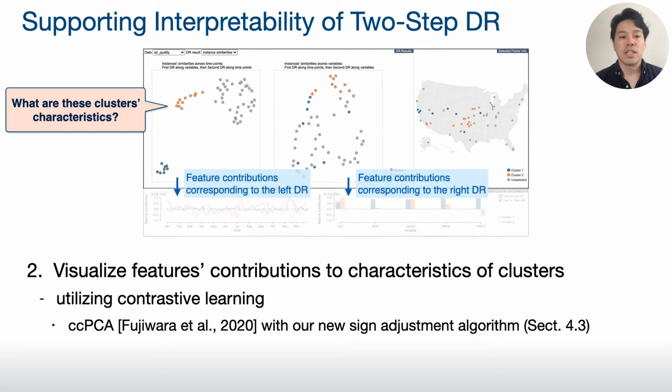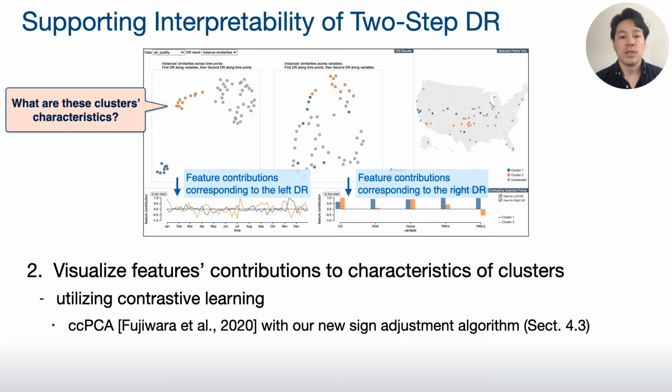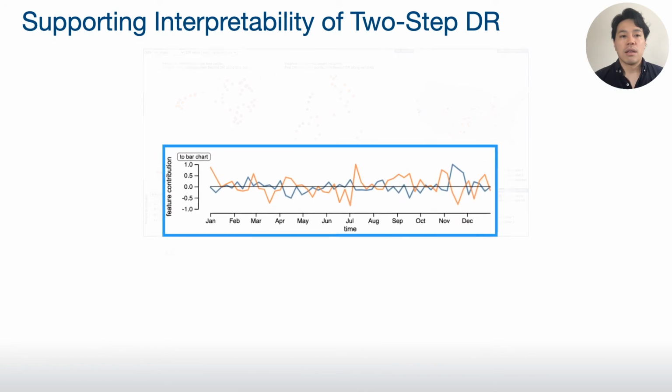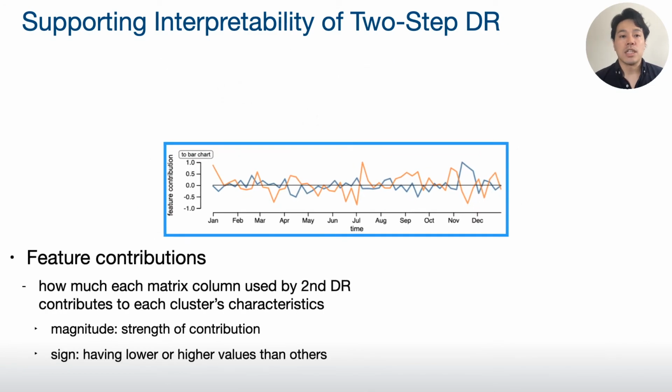We visualize feature contributions corresponding to each dimensionality reduction result. In this example, this plot shows each week's feature contributions. The magnitude of the value represents the strength of the contributions, and each sign shows whether a cluster tends to have higher or lower feature values compared to the other points. Here, we can see the blue and orange clusters have different peaks in their feature contributions.